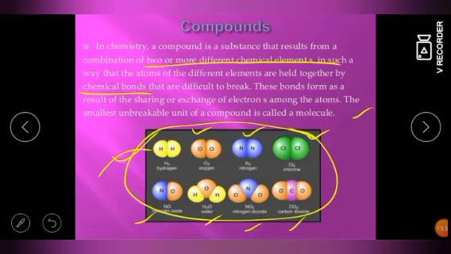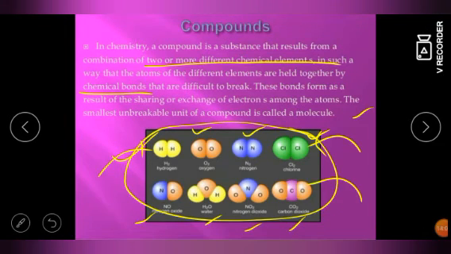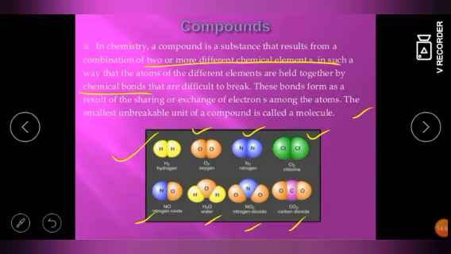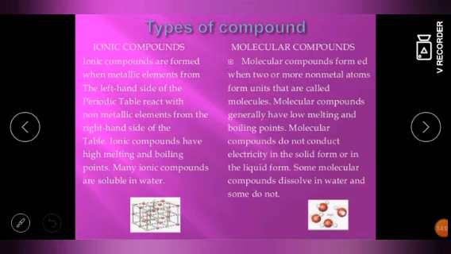Okay, so hydrogen is an element here, but H2 is a compound. Cl is an element here, but Cl2 is a compound. C and oxygen are elements here, but CO2 is a compound. So in this way you can understand the concept of a compound. Okay, so next is types of compounds.